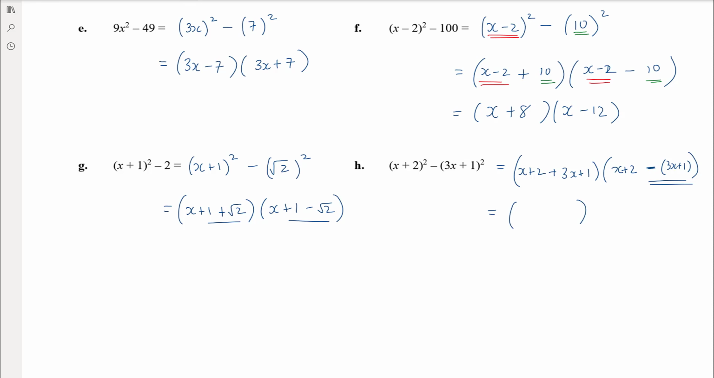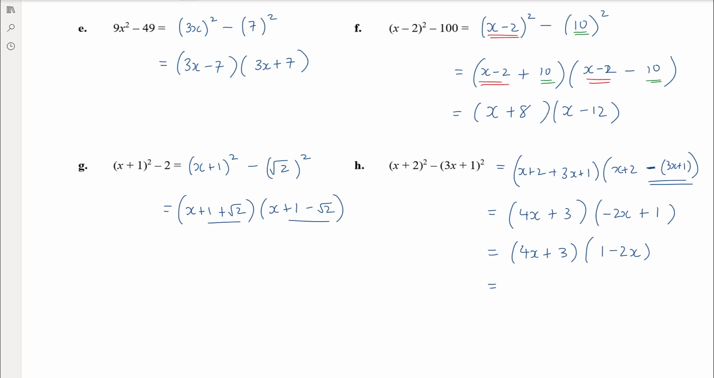We want to collect all the like terms in the brackets. So we've got x plus 3x, which is 4x, plus 2 plus 1 is 3 in that first bracket. And in this second bracket, we've got x minus 3x, so that's negative 2x, and 2 minus 1, so plus 1. So you might find it's perfectly fine as it is, but we tend to prefer not to have the negative at the start of the bracket, so we might write this bracket as 1 minus 2x.